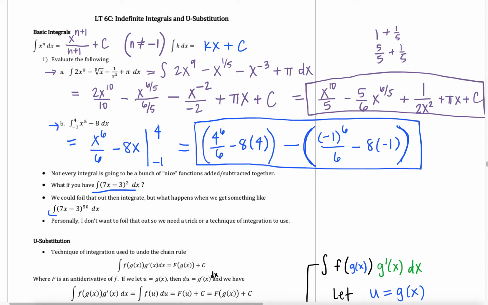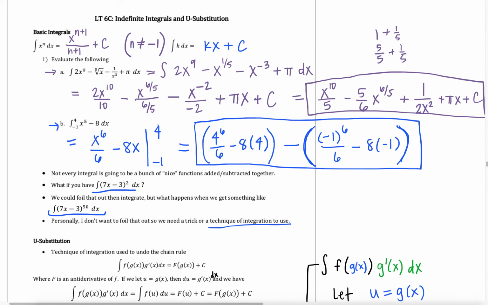But what if I had the integral of 7x minus 3 to the 50th power? Well, I could multiply all of that out. Personally, I'm lazy and I don't want to have to multiply all of that out every single time. That seems a little unnecessary. There should be some other way to do that. So what we're going to learn is a technique of integration that allows us to integrate problems that look like this.